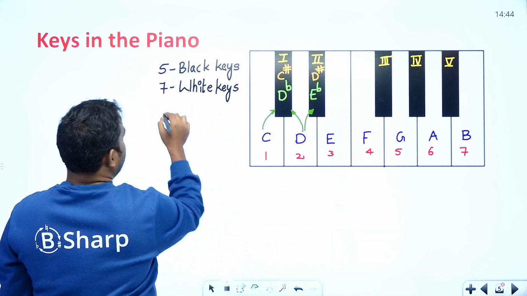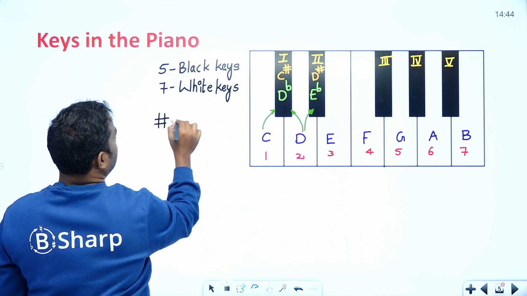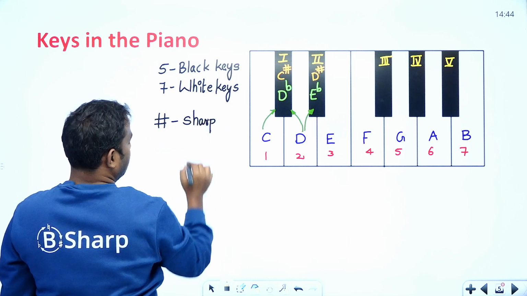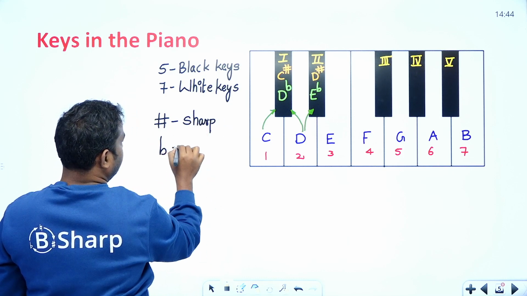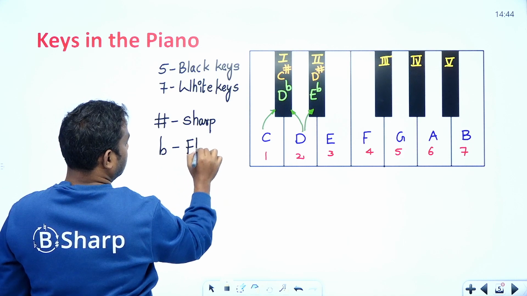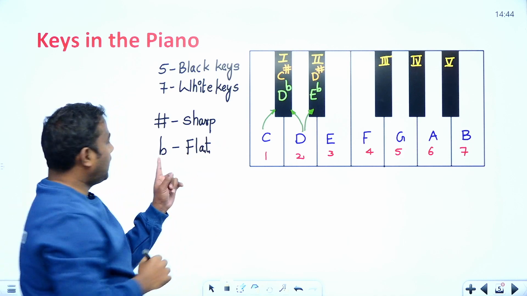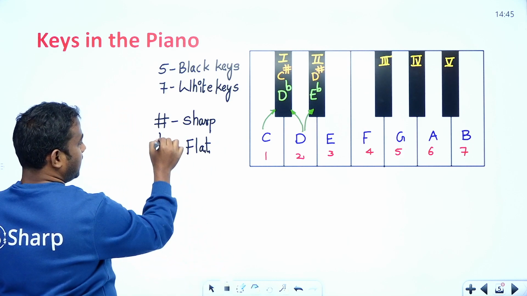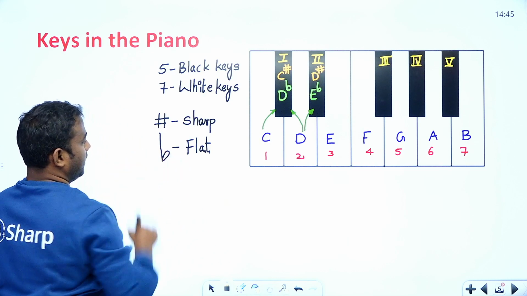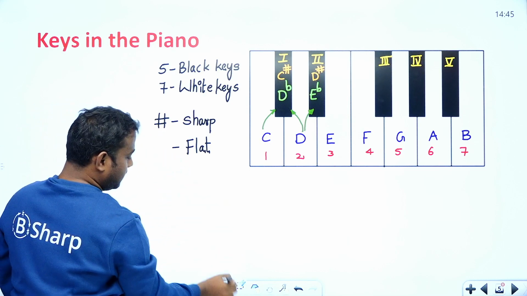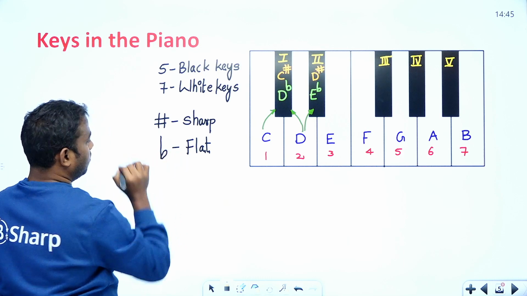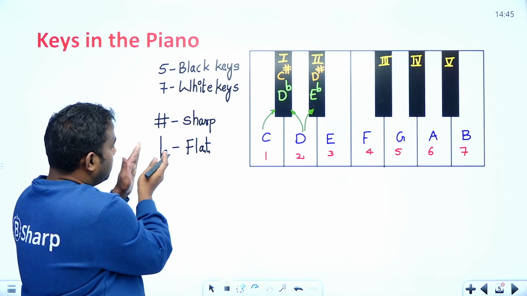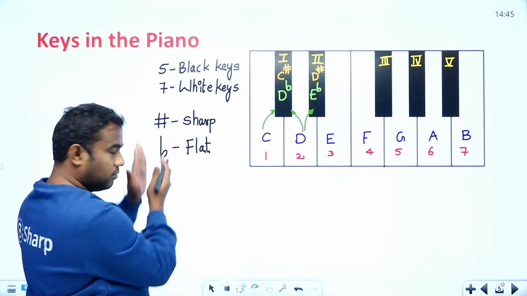This symbol is called sharp in music theory, and this symbol is called flat. It looks like a b, but actually it is not a b. There is a long straight line, and it will be like this. For my convenience I am writing it very simply here. It looks basically like this: an inverted, slanted o joined to a line.